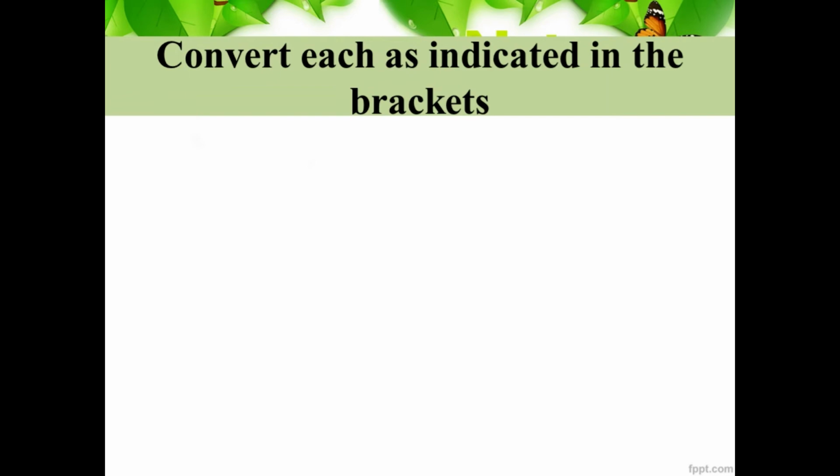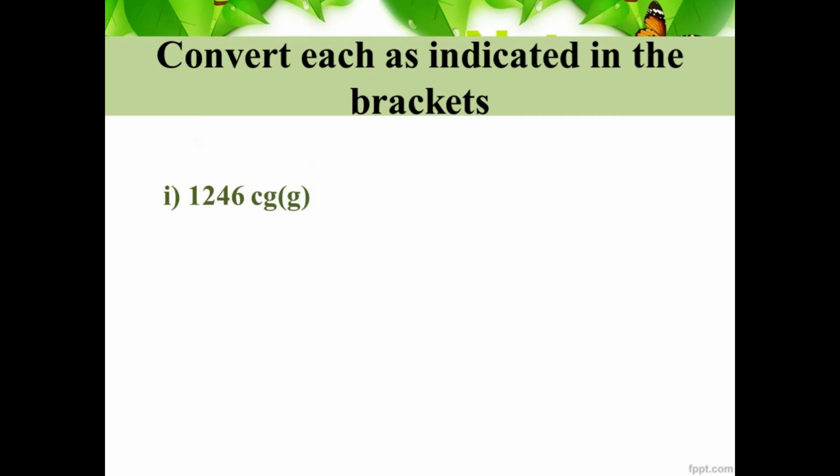Convert each as indicated in the brackets. First question is 1246 Cg, in the bracket G. Here Cg is centigram and G is gram. We have to convert Cg to G. Cg is a smaller unit and G is a larger unit than Cg. Therefore, to convert from smaller unit to larger unit, you know very well that we have to divide by 10 for each step, as I indicated in the chart.